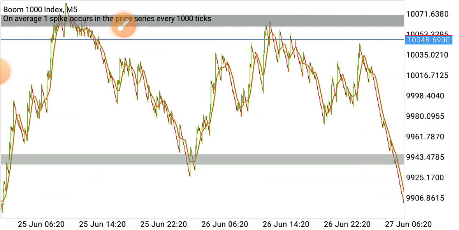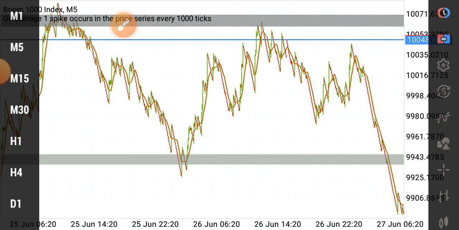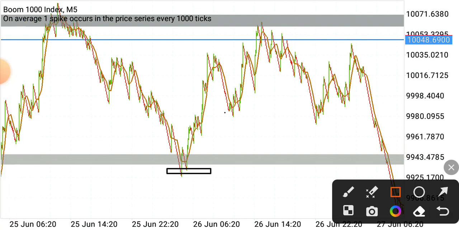It works. So even here we can see some double bottom right here. This is a double bottom right here. Mind you, I'm just only on Boom 1000 right now. This is a double bottom here. This is a double bottom here. There's a double bottom there. This is a triple top there. Sorry if I did not draw it well.